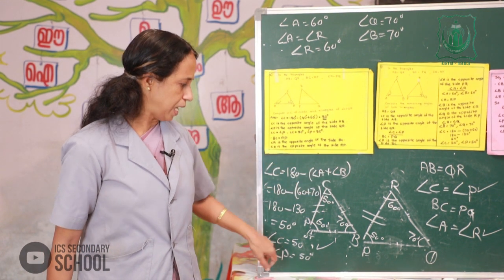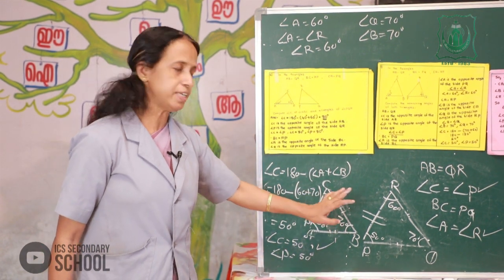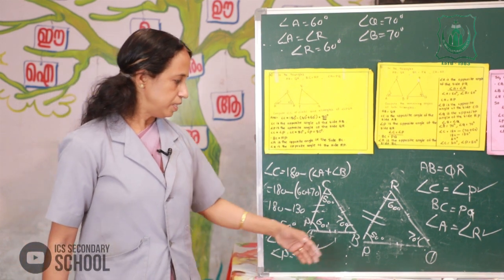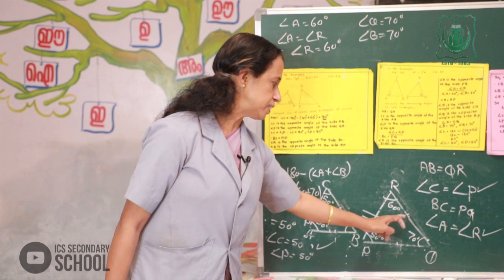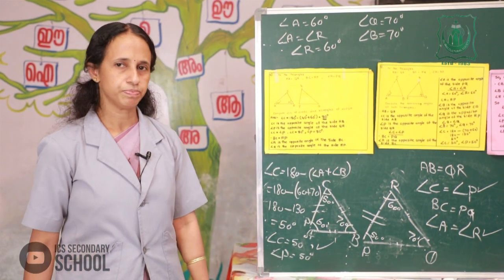The angles of triangle ABC are 50, 60 and 70. The angles of triangle PQR are 50, 60 and 70.